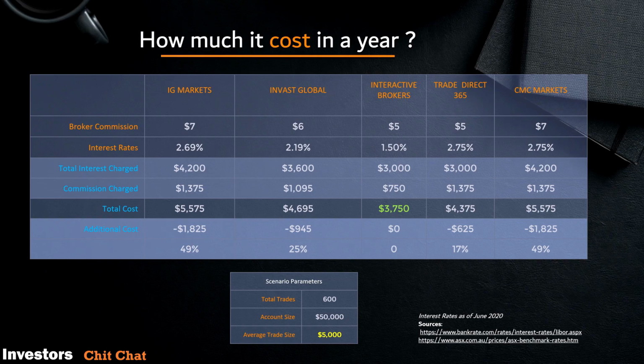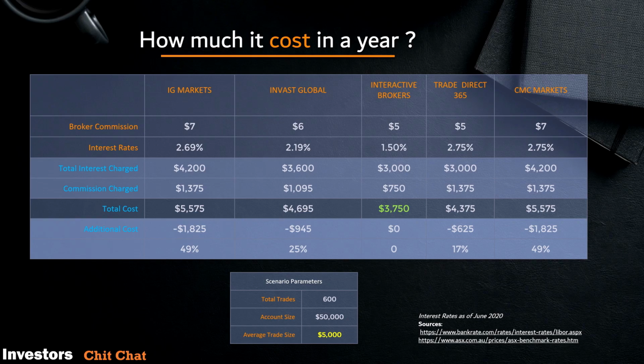There are pros and cons to trading with Interactive Brokers that I will explain later. If you are a serious trader and hold your position overnight, then you need to give a bit more weightage to the interest rate, considering it's 3 to 4 times more expensive than the commission itself. From the initial glance on the table, it looks like TradeDirect 365 is the second cheapest broker that you can opt for, which is only 17% more expensive than Interactive Brokers.